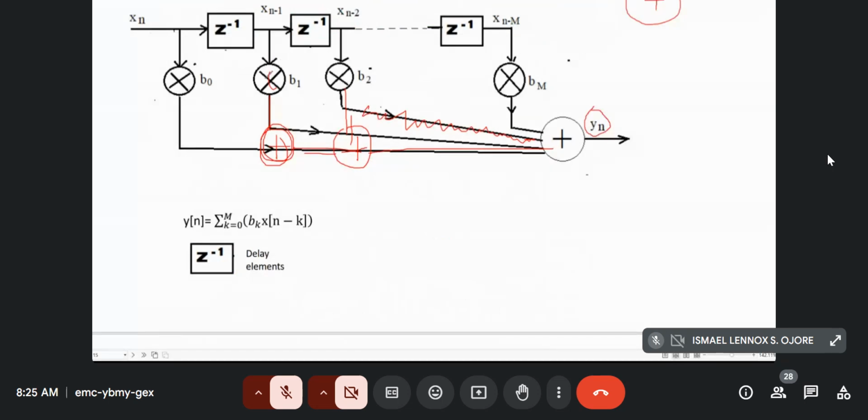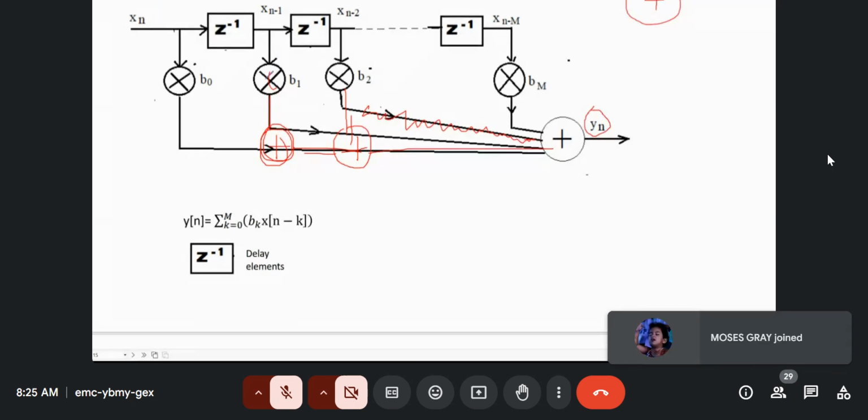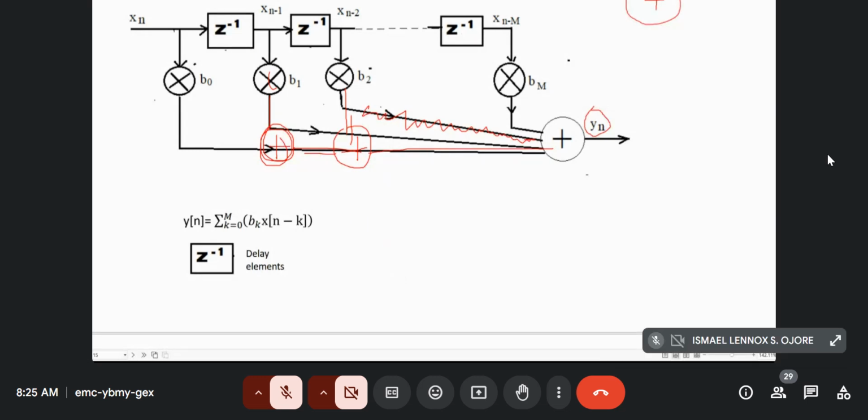For FIR, we have also different structures. We have, of course, direct form 1, which I think I better do again, maybe somewhere else. That's a one delay unit.